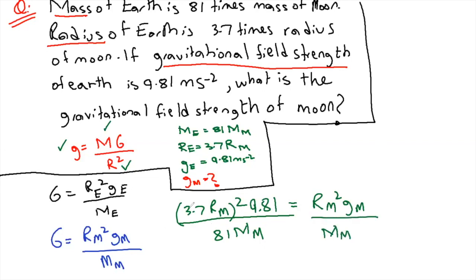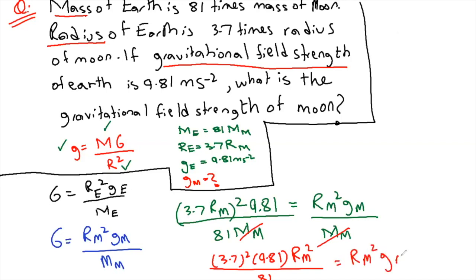Now let's square. It seems a lot of you forgot to square 3.7 here and Sabina figured it out. That's amazing. Now let's square it and we're going to get the final answer. Let's remove the ones that are the same here. It's going to be 3.7 squared, 9.81, and we're going to have RM squared here and 81 here, and it's going to be RM squared GM. Now RM squared gets canceled out and we finally get GM is equal to this.